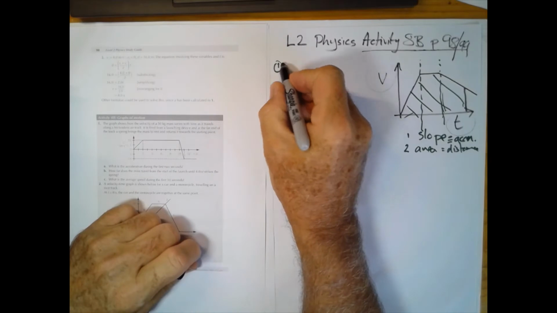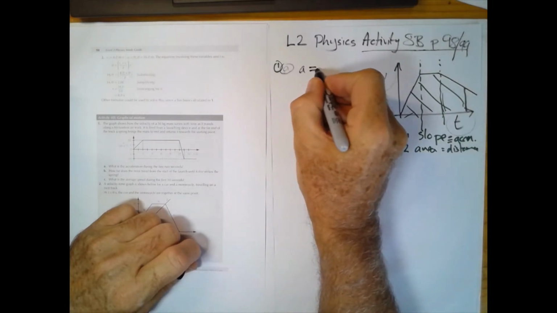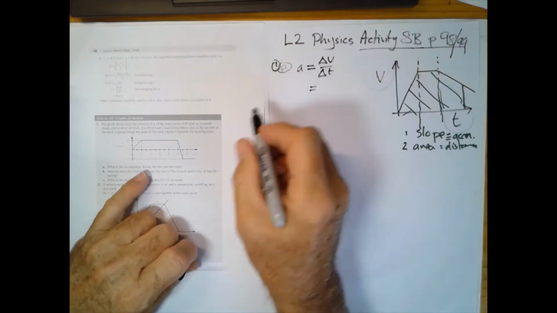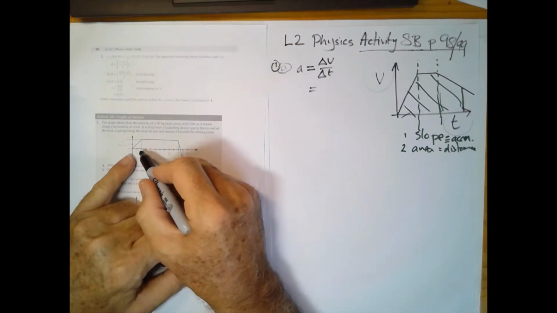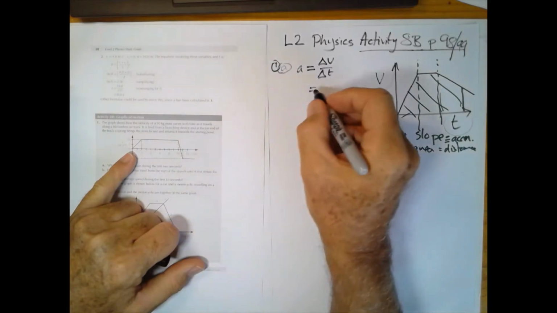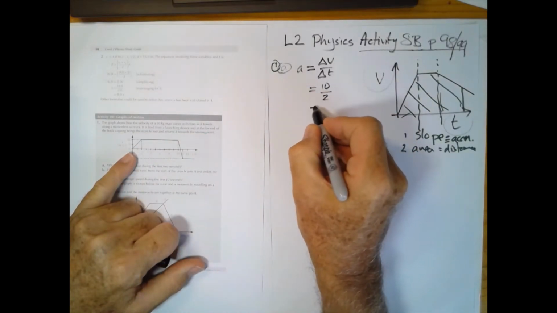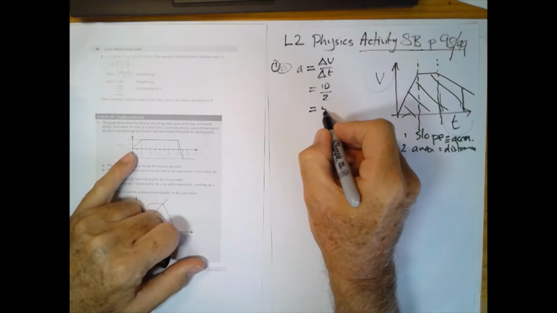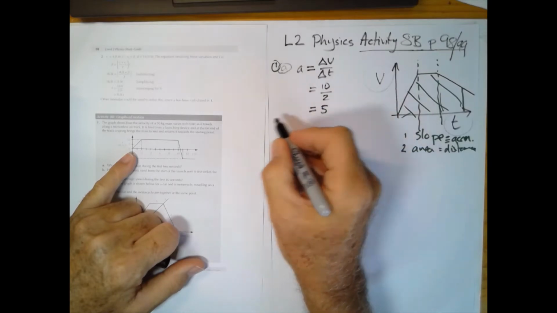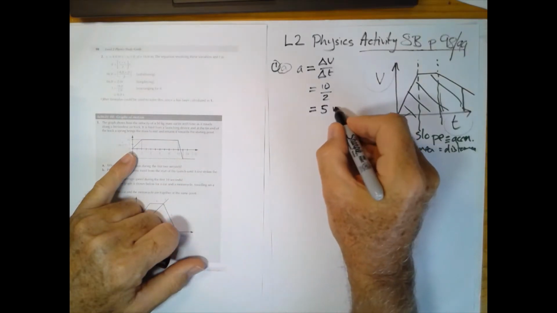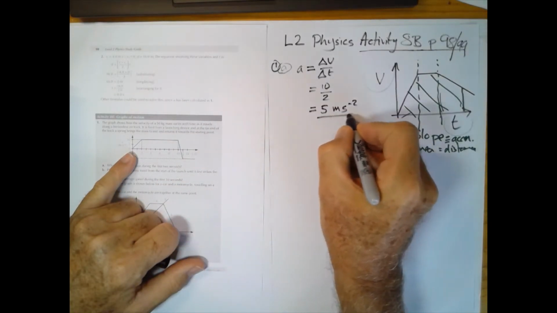1a, acceleration is equal to change of velocity over time. So the change of velocity in the first 2 seconds, it goes from 0 to 10. The change of velocity is 10 divided by the time, 2 seconds. So the acceleration is 10 divided by 2, 5 meters per second squared.